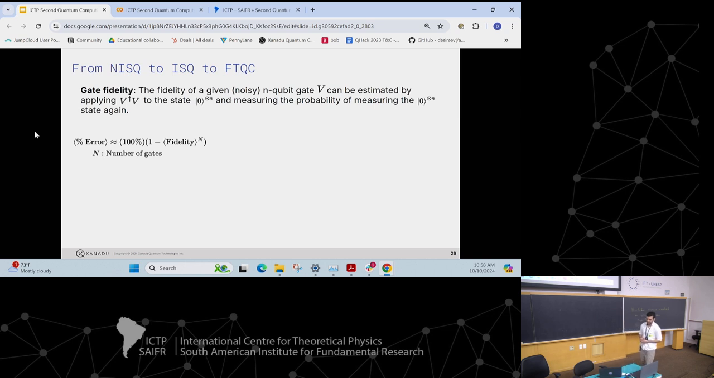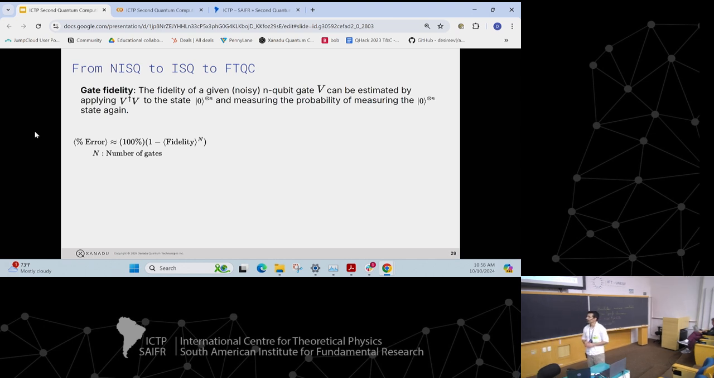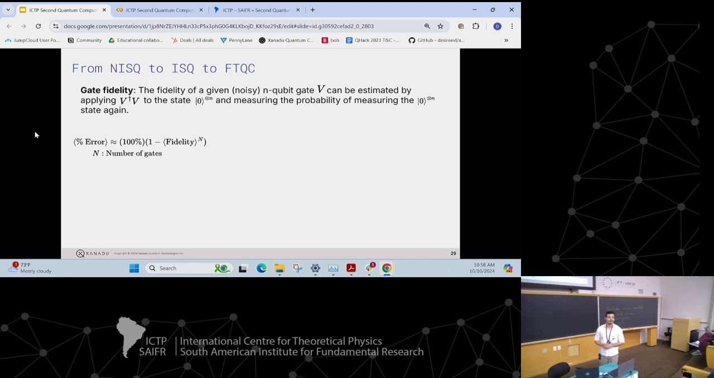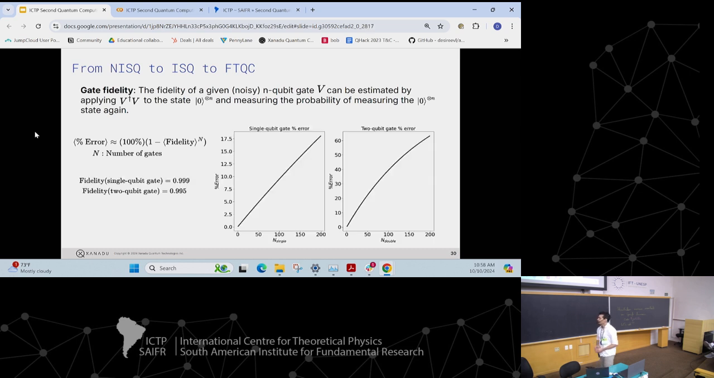This goes into the amount of error that you can expect from your algorithm when you start working with imperfect gates or with real quantum hardware. Roughly speaking, if you can estimate the average fidelity of a range of gates, of single qubit gates and double qubit gates, you can get an estimate for the percent error as the number of gates increases in your circuit.